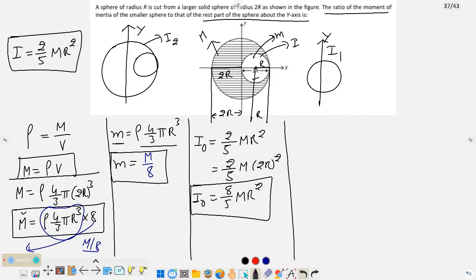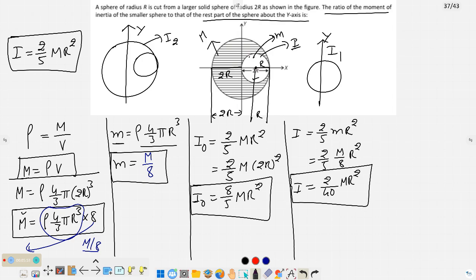Now, what is the moment of inertia of the sphere which you removed? This is the part which you removed, of radius r. So that I am taking as I. So I is equal to 2 by 5 small m into the radius, that is r square. But this small m I can write in terms of capital M as 2 by 5 into capital M by 8 r square. So what is the moment of inertia? I is equal to 2 by 40 m r square unit.